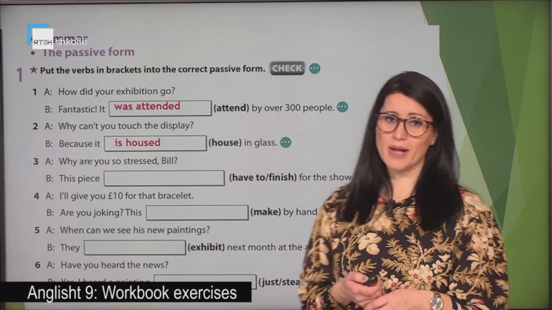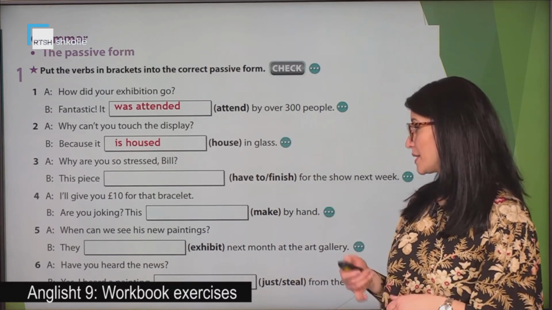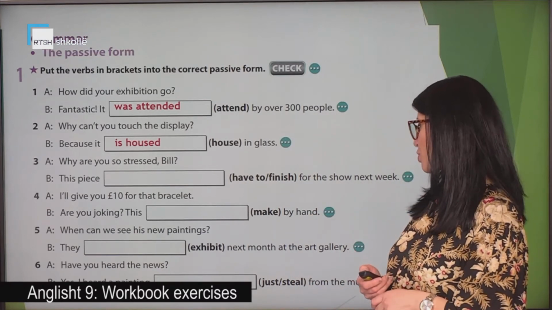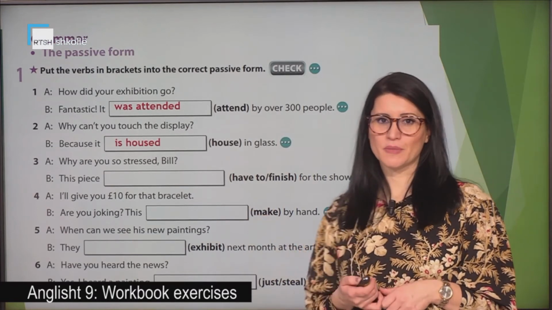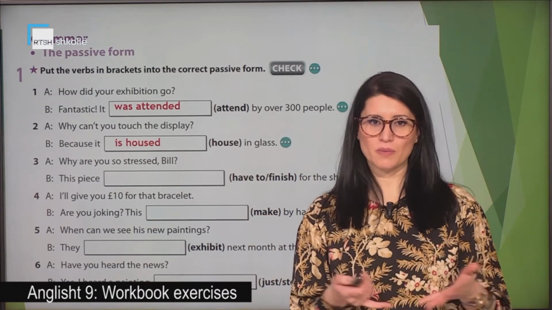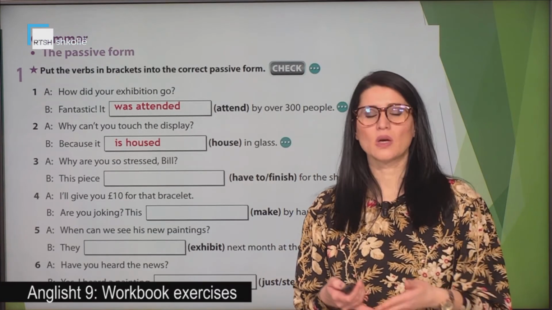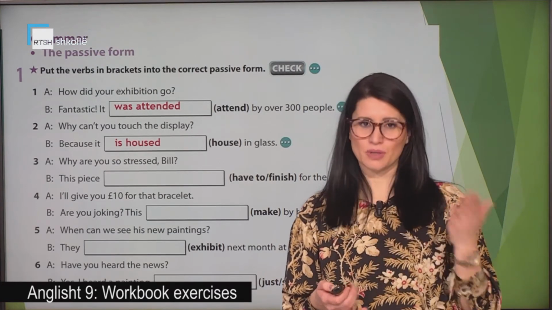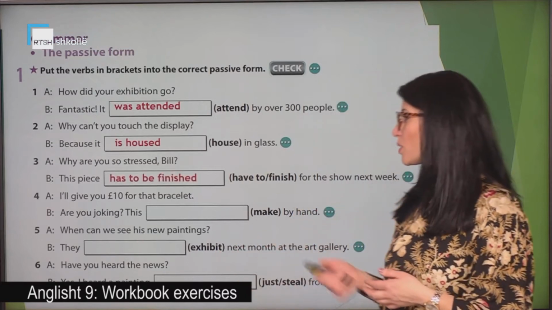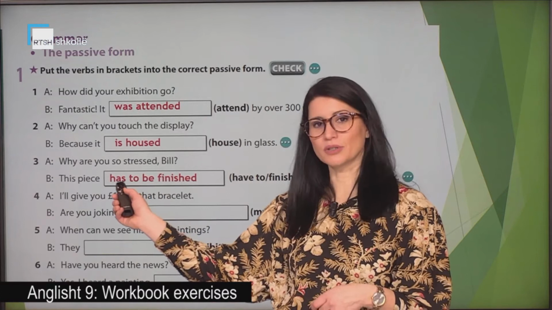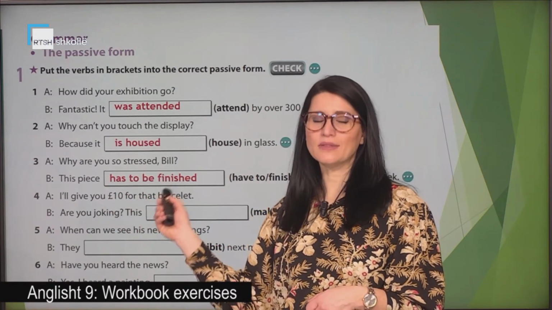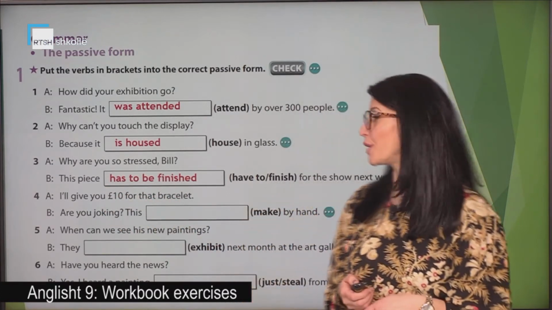Why are you so stressed, Bill? This piece have to finish for the show next week. Be careful, we have got a modal here. Do you remember how we form the modals in the passive? We just add be between the modal and the verb. So, this piece has to be finished for the show next week. We have the modal has to, be, and then the past participle of the verb.